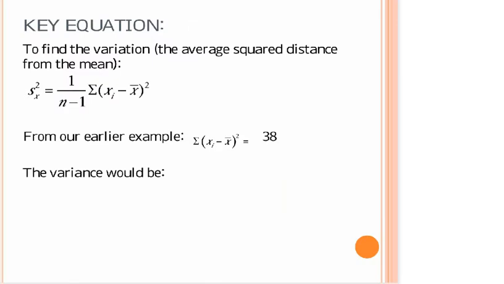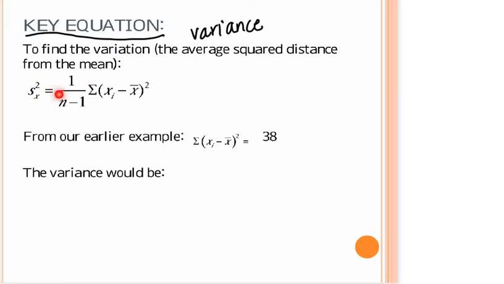All right, so now here's a key equation to find the variation. This is actually the variance. We call this the variance: the average squared distance from the mean. This is our equation. The symbol s stands for standard deviation, but if it's squared, we know it's the variance of values of x, any numbers.